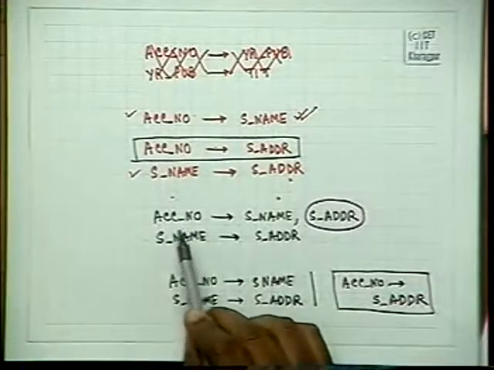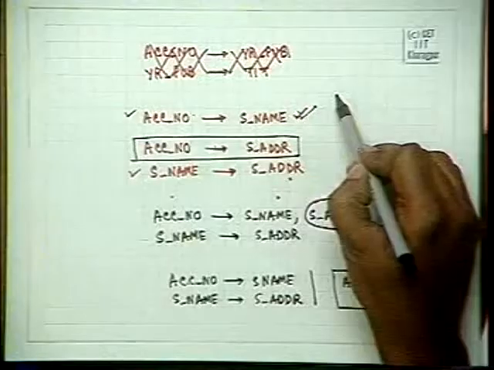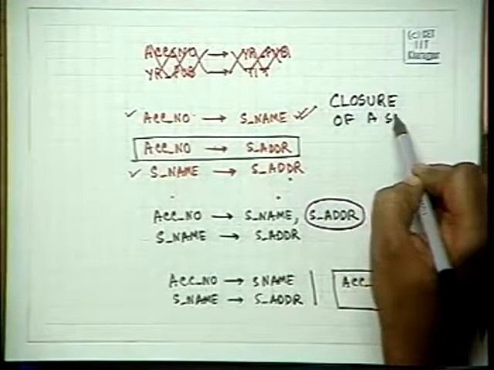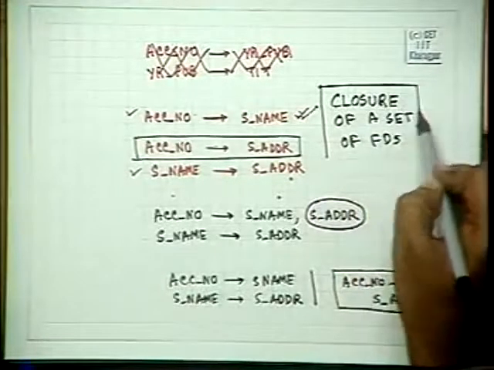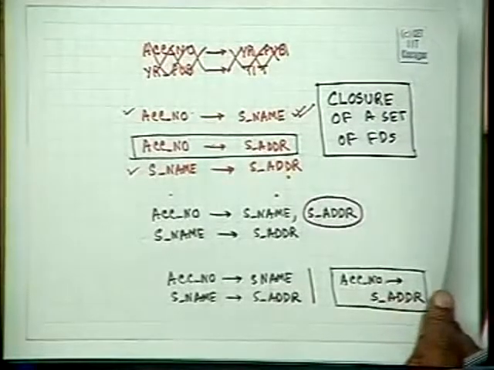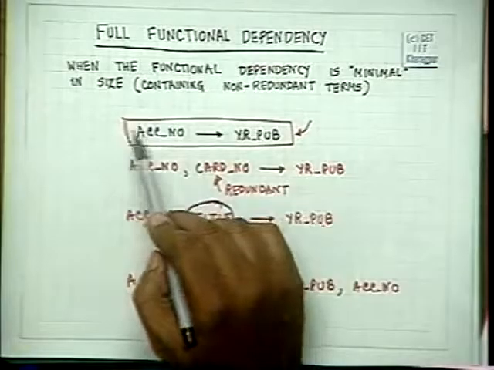To understand the concept of a set of functional dependencies logically implying another set of functional dependencies, we need to understand what is called the closure of a set of FDs. Redundancy will only be understood when we understand the concept of closure of a set of functional dependencies. A functional dependency is said to be full functional dependency if it has got no redundant attributes. But to understand that itself, we require to understand the logical derivability of attributes.